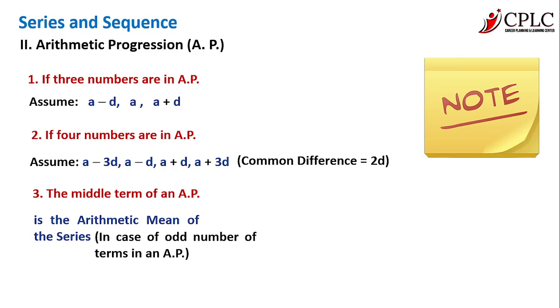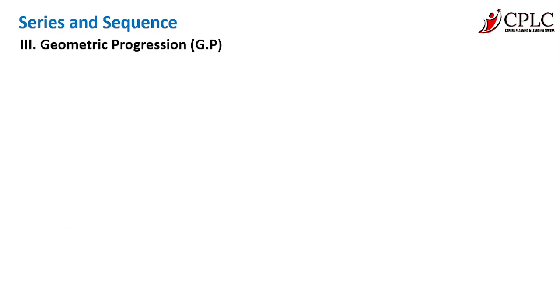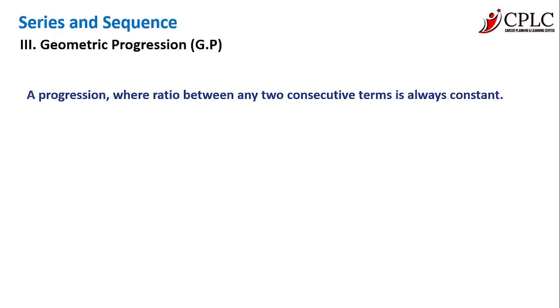Now, moving on to the next series, that is geometric progression, which is also called GP. How do we identify whether a series is a geometric progression or not? Very simple. In case of AP, you know that the difference has to be constant. Here, the ratio has to be constant. So if the ratio between two consecutive terms is constant, then the series is called a geometric progression.